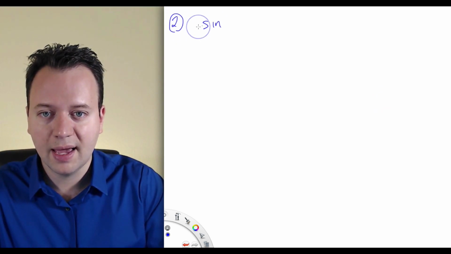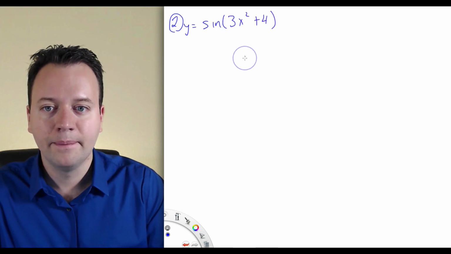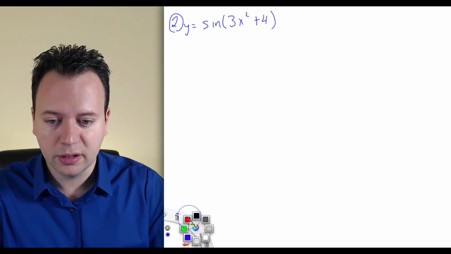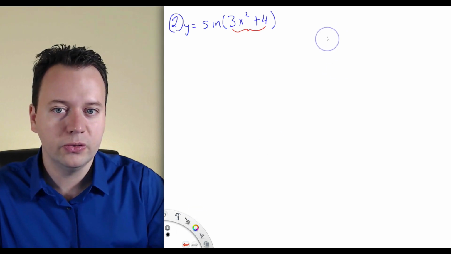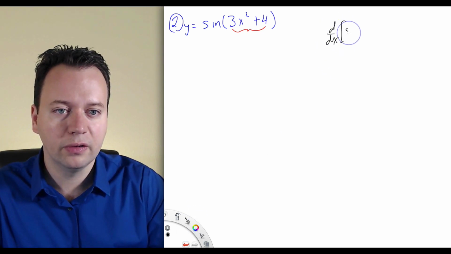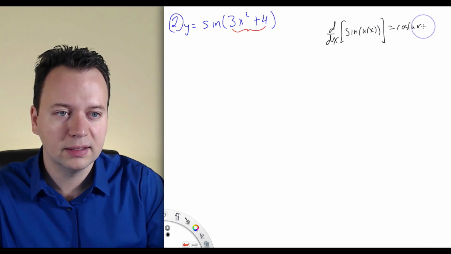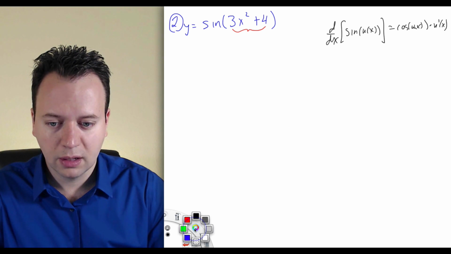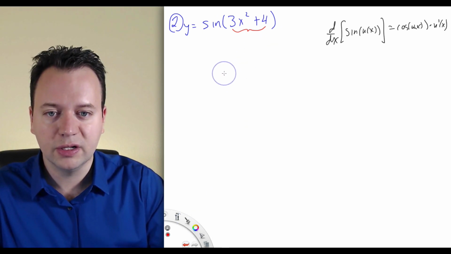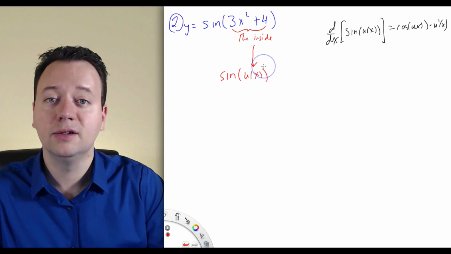In this one, y is equal to the sine of 3x squared plus 4. Again, the inside function is this stuff right here. So we're into rule number 2 now. Rule number 2 says that the derivative of sine of u of x is just cosine of u of x, and then times u prime of x. Basically, when we look at this, we just see sine of u of x, where the inside function, 3x squared plus 4, is our u of x.